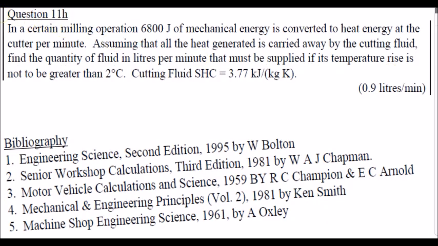Finally, question 11H. Again, I'll let you read it at your own pace. Just notice from the question you're given mechanical energy converted to heat energy per minute. So in this case, you actually have the energy in terms of joules per minute. So consider that as your Q value. And then using the Q is equal to MC delta T value, rearranged for M. But you can evaluate your M in terms of kilograms per minute, or, as the answer states here, litres per minute.